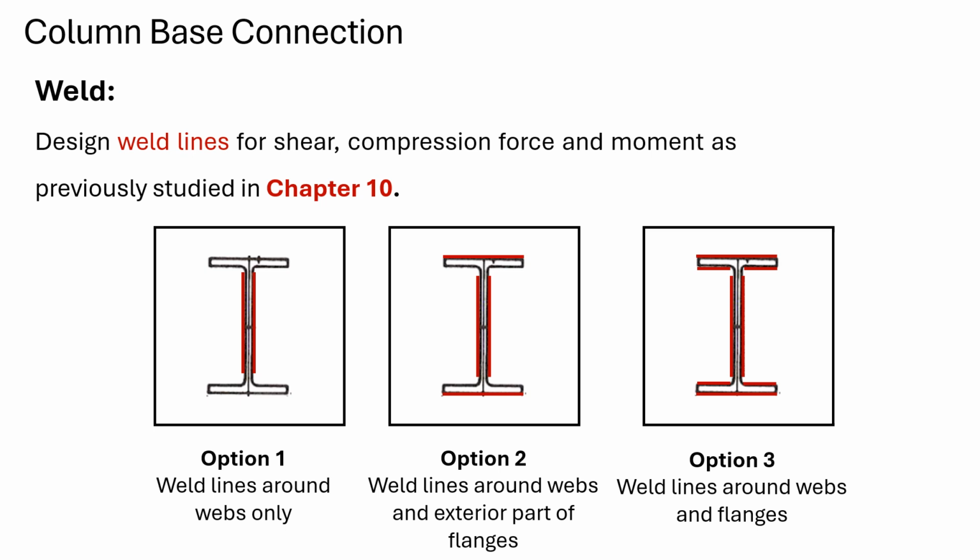For the fillet weld, you could have only weld lines around the web, or around the web and the flanges from one side only, or around the web and the flanges from all sides. What makes you choose between these options is based on the amount of force that you have, as we will see considering the design in the Ideostatica program.